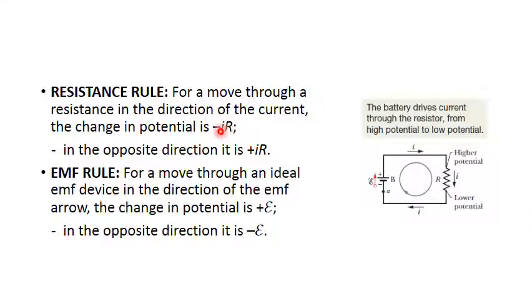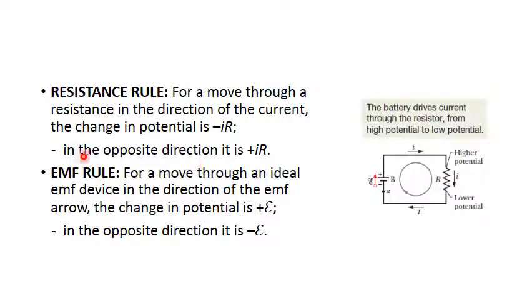So what will happen if the current that I assume is in the negative direction? In this case, this point would be lower than this point. So if I'm talking about the potential difference between these two points, it would be positive IR for the opposite direction of the current.